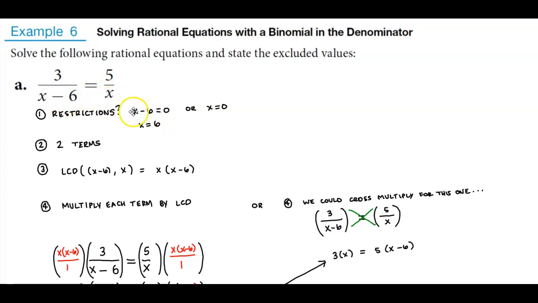So then we're going to find our restrictions by setting the denominators that have variables in them equal to 0. So we have x minus 6 equal to 0, or x is equal to 0. When we solve x minus 6 equals 0, we add 6 to both sides. So therefore x is going to equal 6, or x is equal to 0. So those are our restrictions.